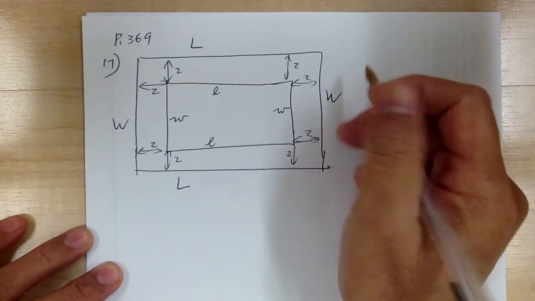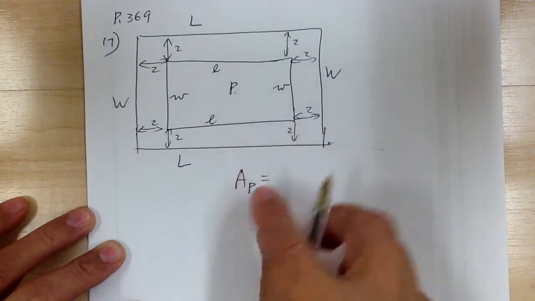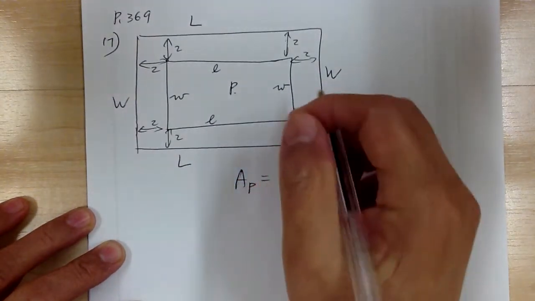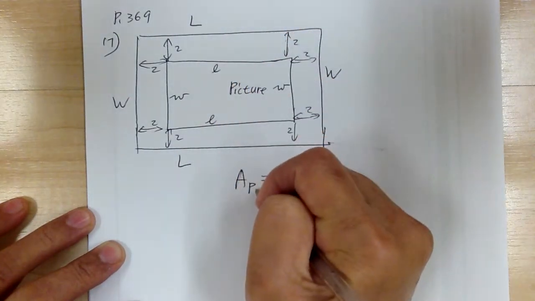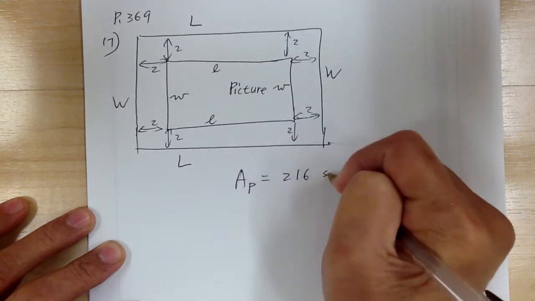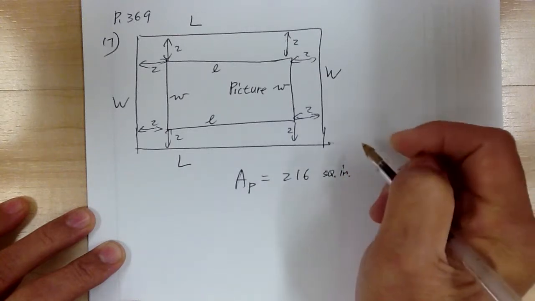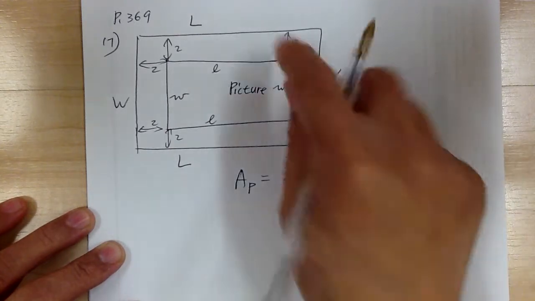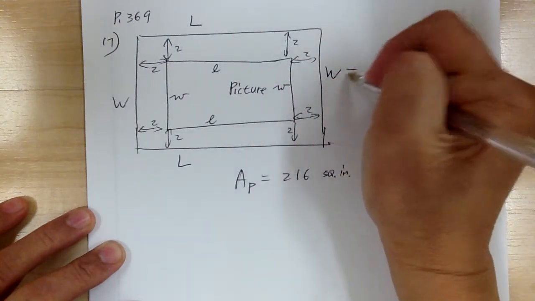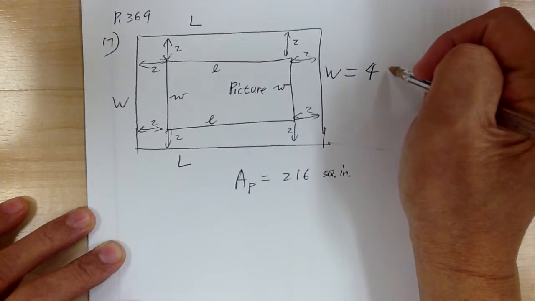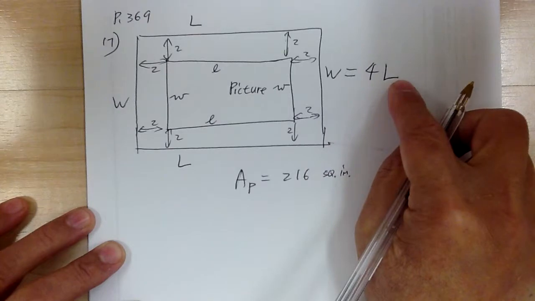And it says the picture itself here. So here's the picture, right? So area of the picture itself. So area of the picture is 216 square inch. Okay. Now it says if the width of the outside of the mat is 4 times the length of the outside of the mat. So width of the mat outside equal to that.